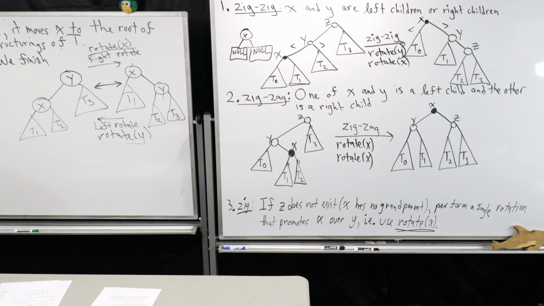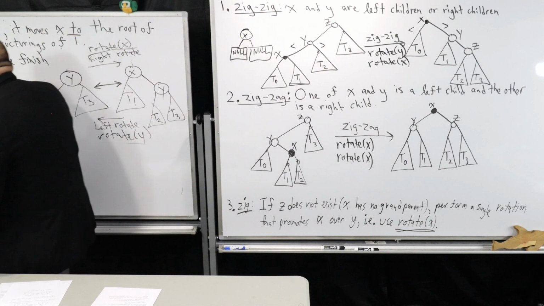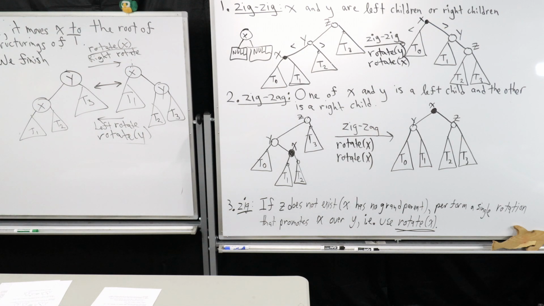But I want to do some examples. Actually, I may have time to do one example. I'll have a second example in the notes. So let me do one example of splaying at a given node. So let's move on over here.